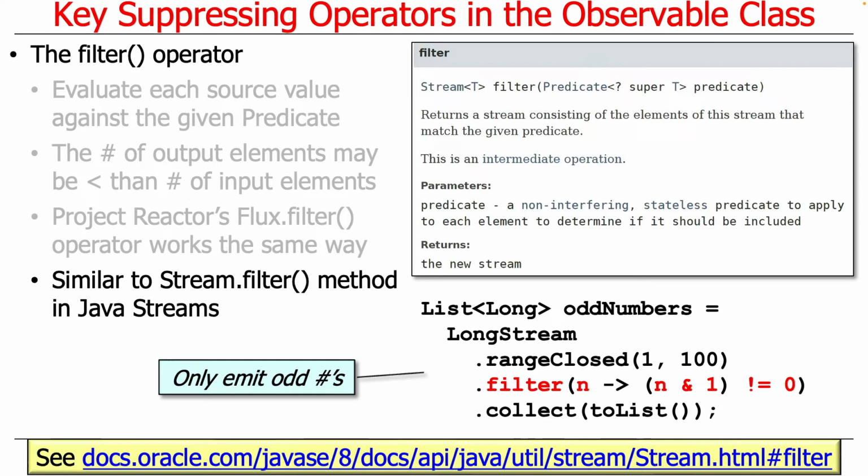So this is a similar kind of behavior going through a range from 1 to 100. And we're going to only emit odd numbers. So we can do that by taking each number and bitwise ANDing it by 1. And if we get back something that doesn't equal 0, then we know it's an odd number and we let it through. Otherwise, we suppress it.